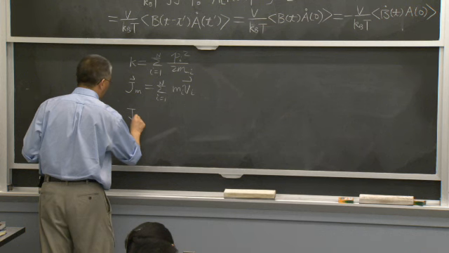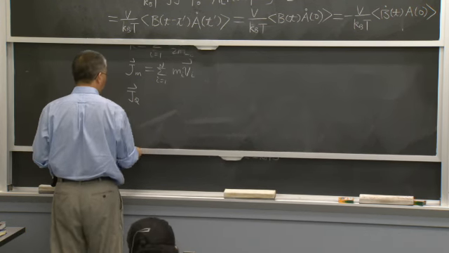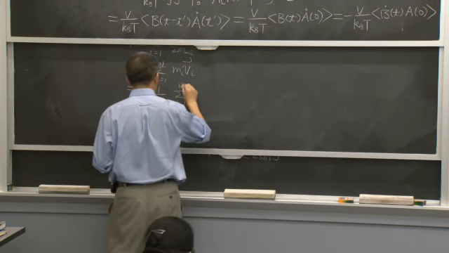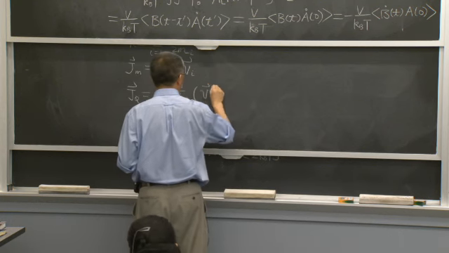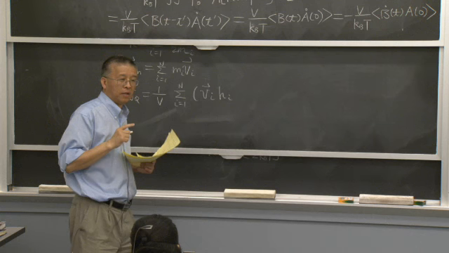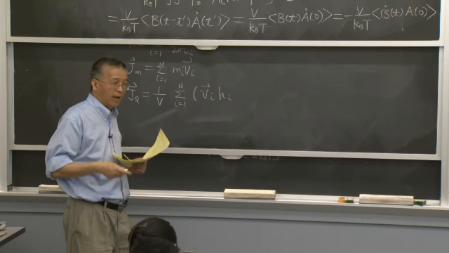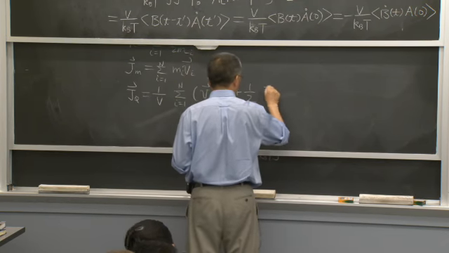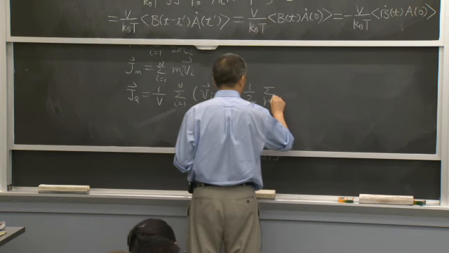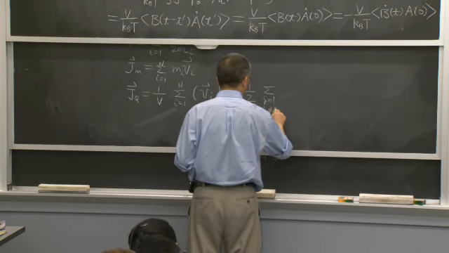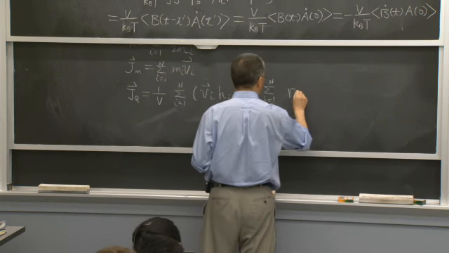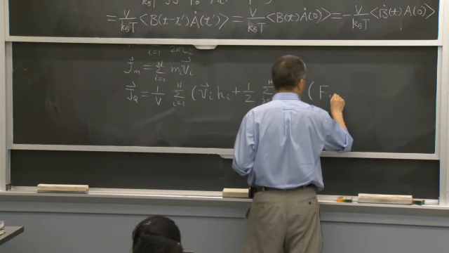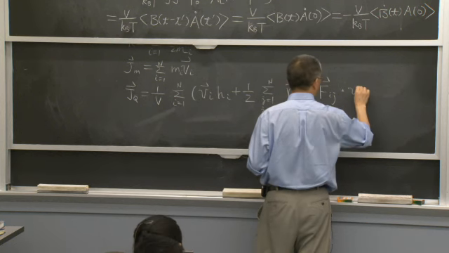And now if you do your heat flux, the heat flux is sum over i equals 1 to n of v_i h_i, where h_i is the enthalpy per molecule or atom you're dealing with, plus 1/2 of the interaction, sum over i, j equals 1, j not equal to i, of r_ij, that's the distance between the two atoms, and f_ij dot v_i.